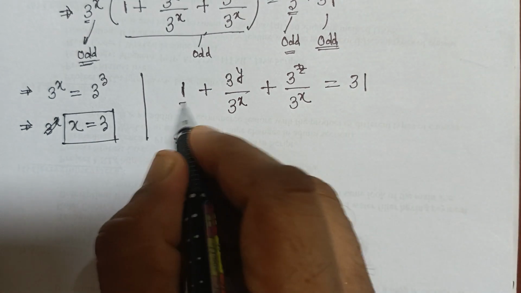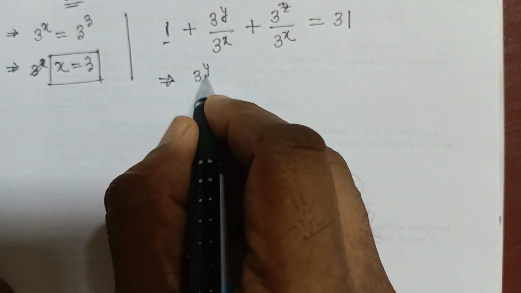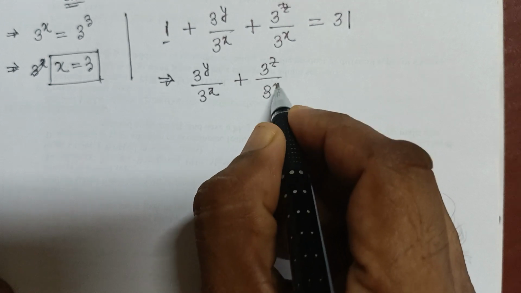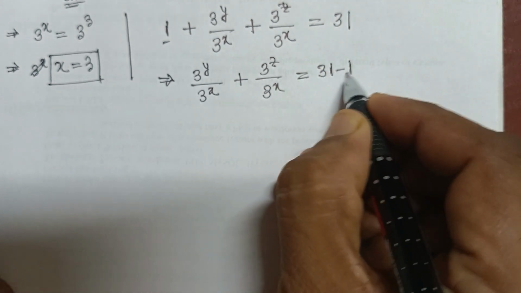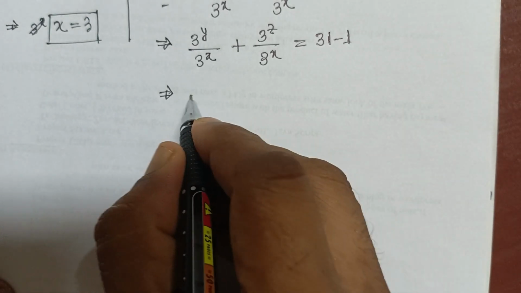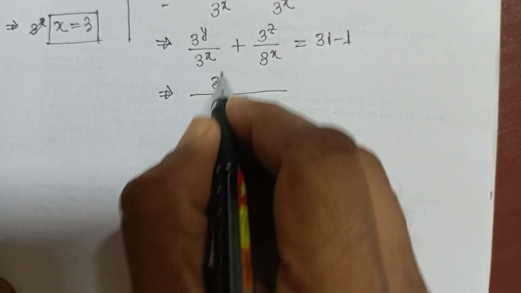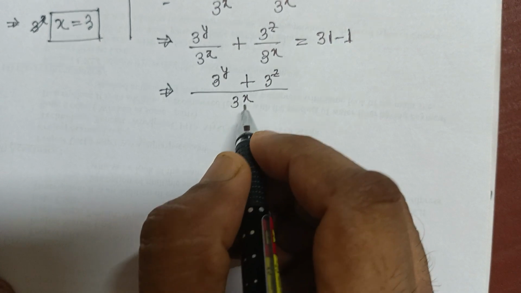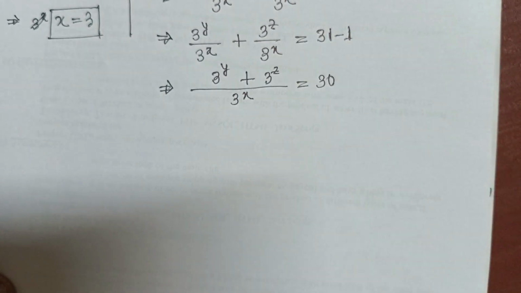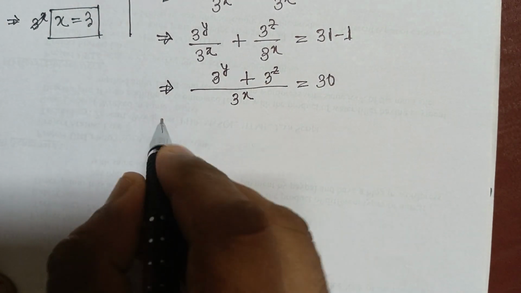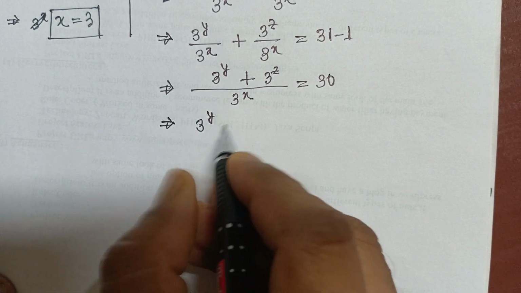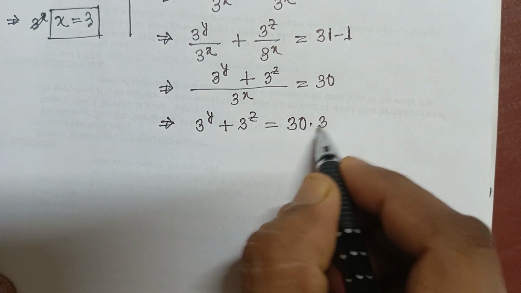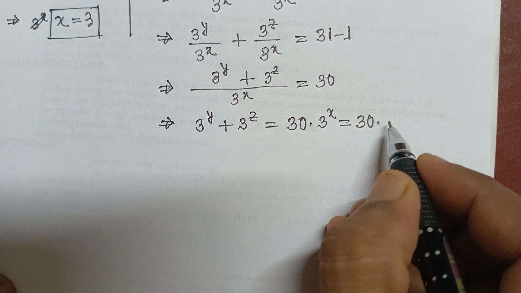Now if we move this 1 to the right hand side, we get 3 to the power y by 3 to the power x plus 3 to the power z by 3 to the power x is equal to 31 minus 1. Now here we can write this like 3 to the power y plus 3 to the power z is equal to 30 into 3 to the power x, which is 30 into 3 to the power 3.